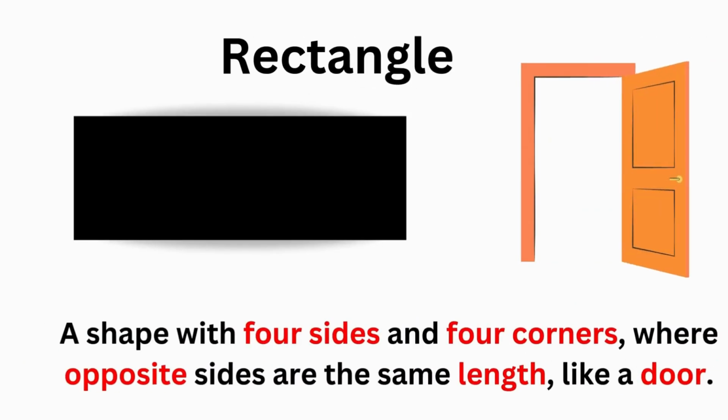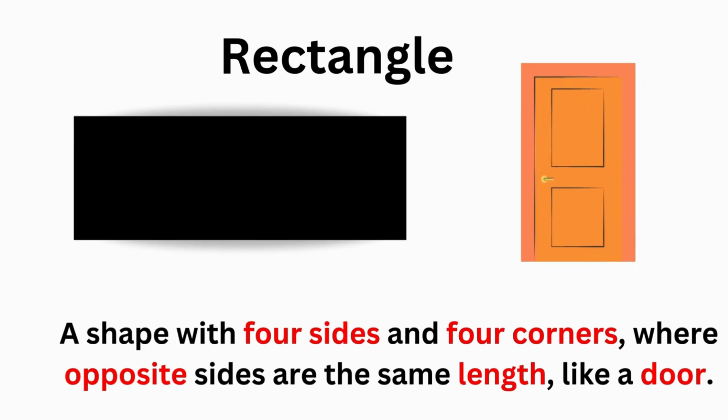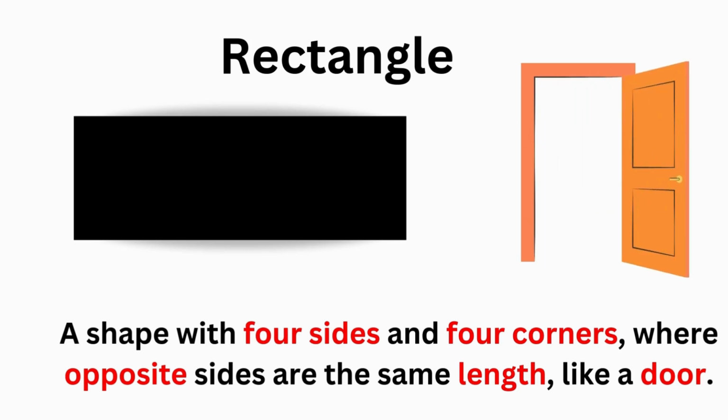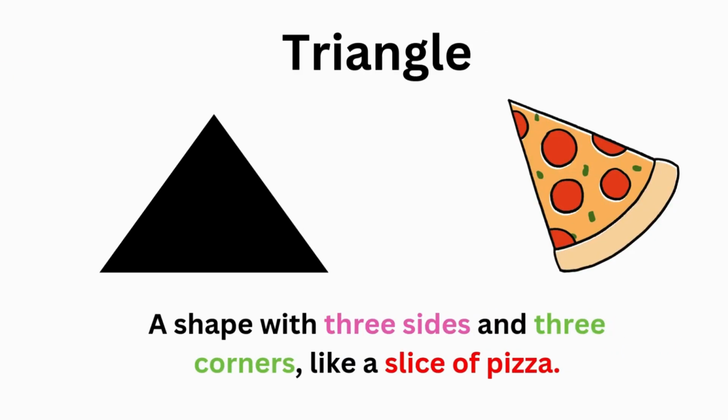Rectangle. A shape with 4 sides and 4 corners, where opposite sides are the same length, like a door. Triangle. A shape with 3 sides and 3 corners, like a slice of pizza.